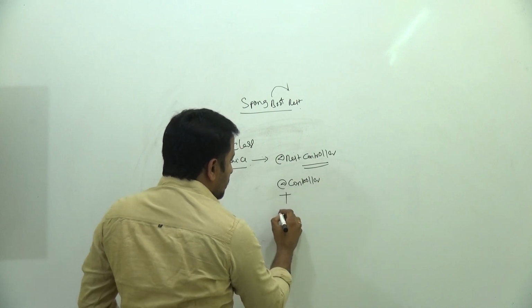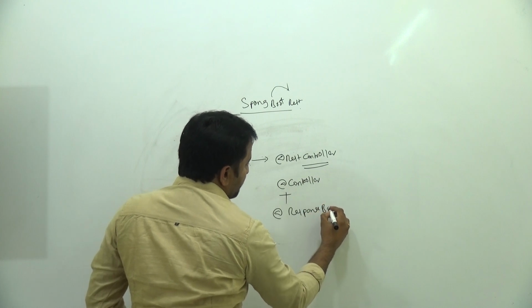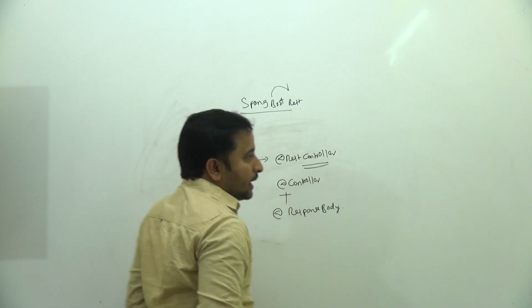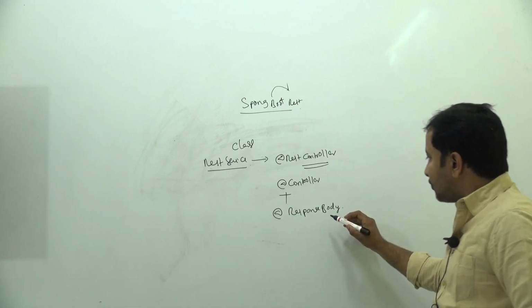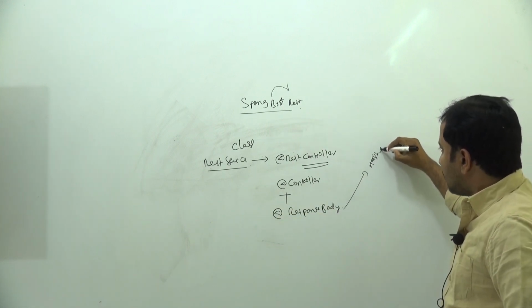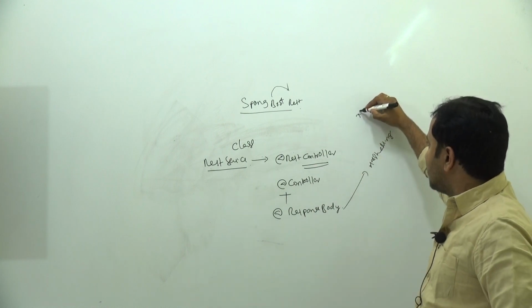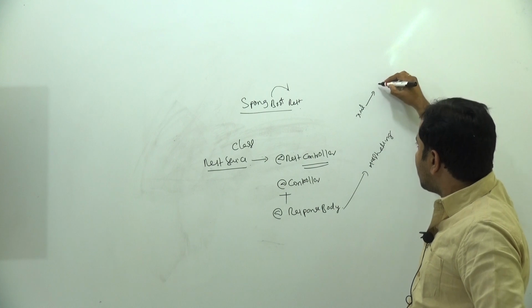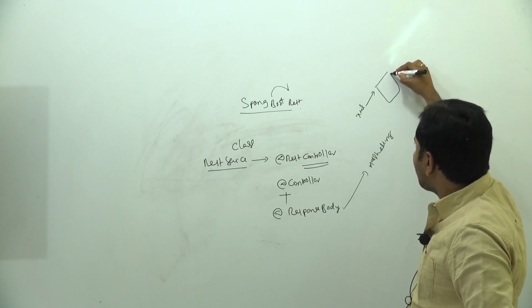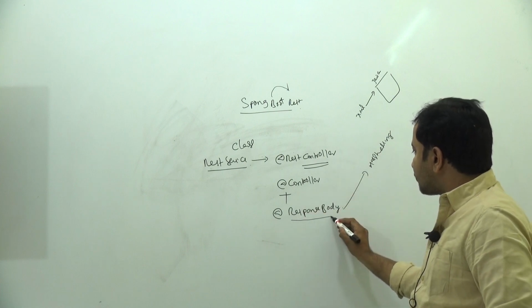What do we have to do? For each method we need to declare @ResponseBody. This annotation is useful for marshalling and unmarshalling. For example, if you are sending an XML request, that XML request has to be converted into some Java object. How is it possible? Who does that job? The @RequestBody.